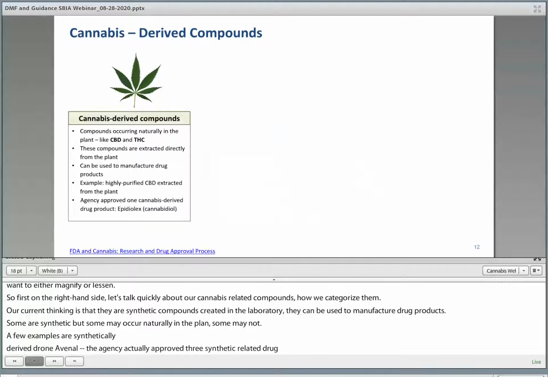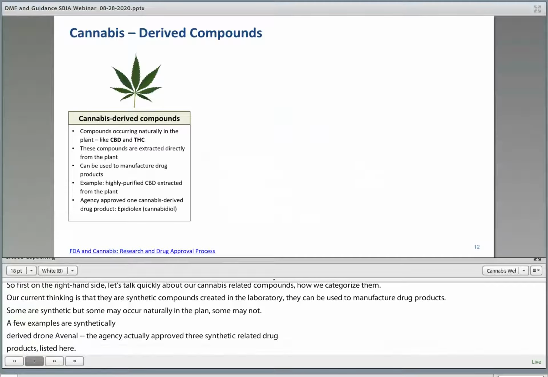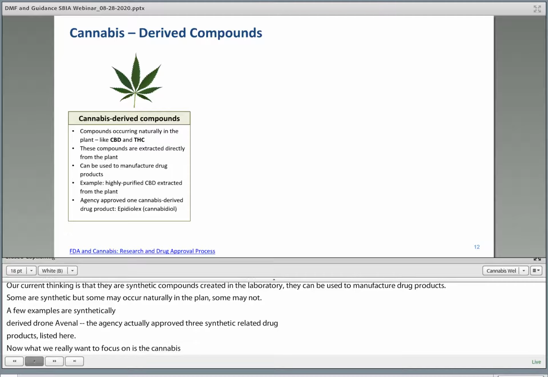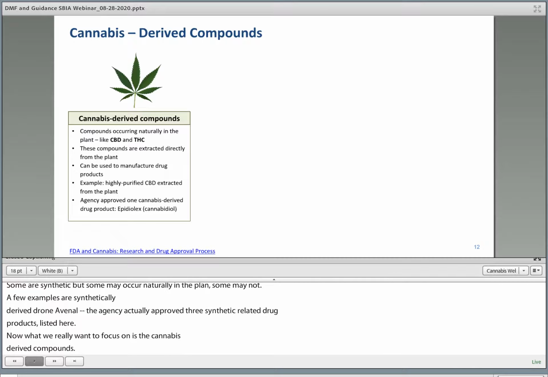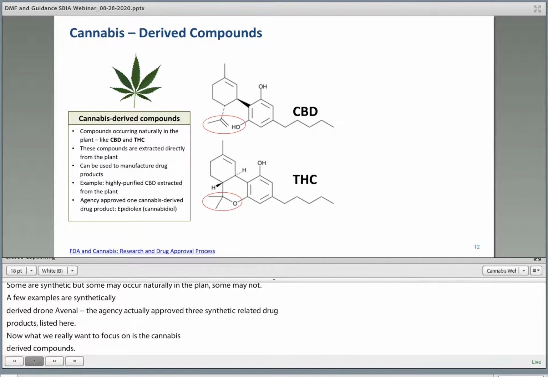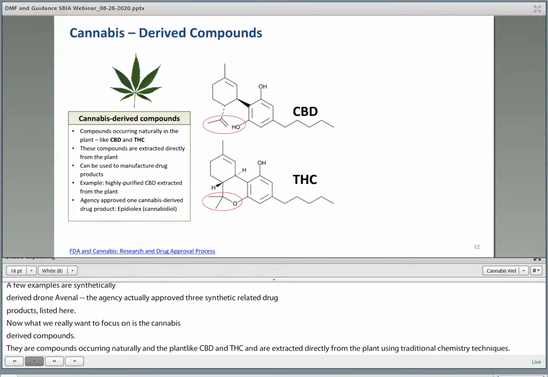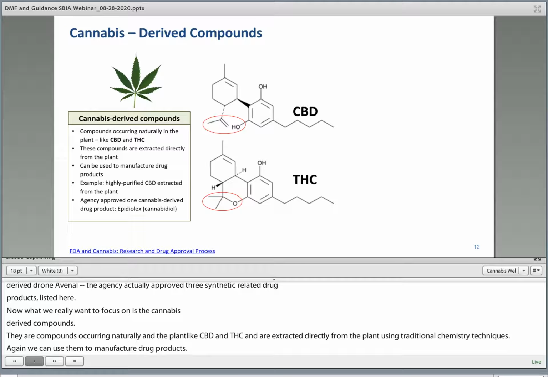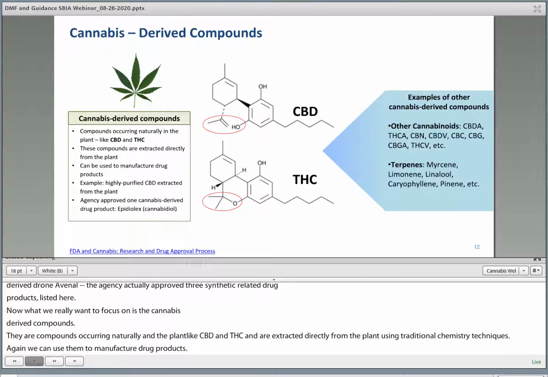So these are compounds occurring naturally in the plant, like CBD and THC, and they're extracted directly from the plant using traditional plant chemistry techniques, and they can be used, again, to manufacture drug products. So an example of this is obviously the CBD and THC that we've been talking about, and if you look in these red circles from the chemistry perspective, you can see that these compounds are very, very closely related to one another.